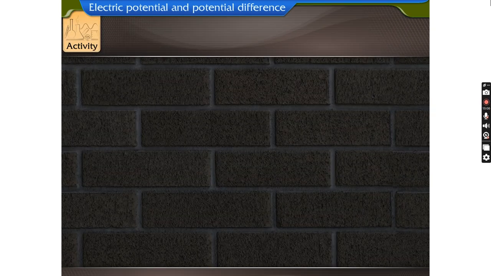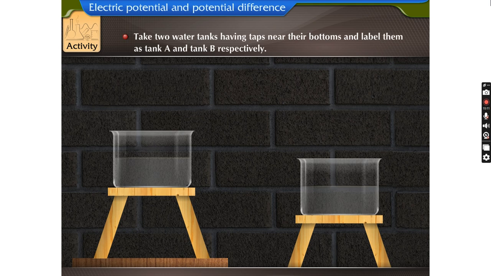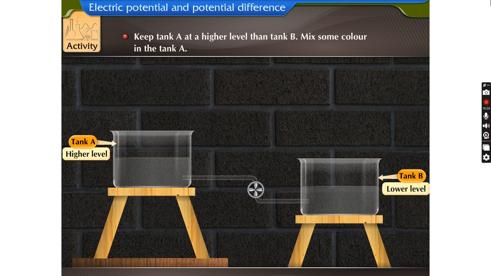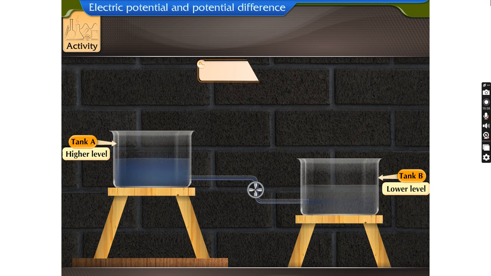Activity. Take two water tanks having taps near their bottoms and label them as Tank A and Tank B respectively. Keep Tank A at a higher level than Tank B. Mix some color in Tank A. Connect both the tanks using a transparent pipe. Turn on the tap and observe the setup carefully. What do you observe? Well, you can see the water flowing in the pipe from Tank A to Tank B.